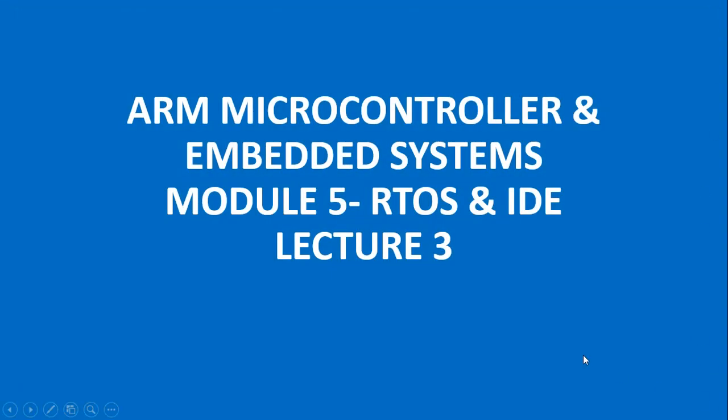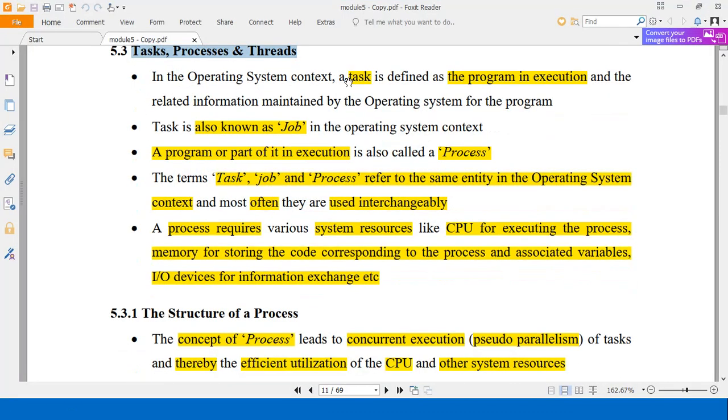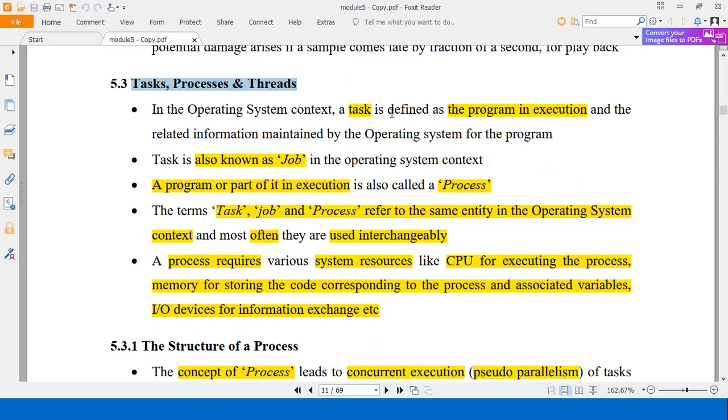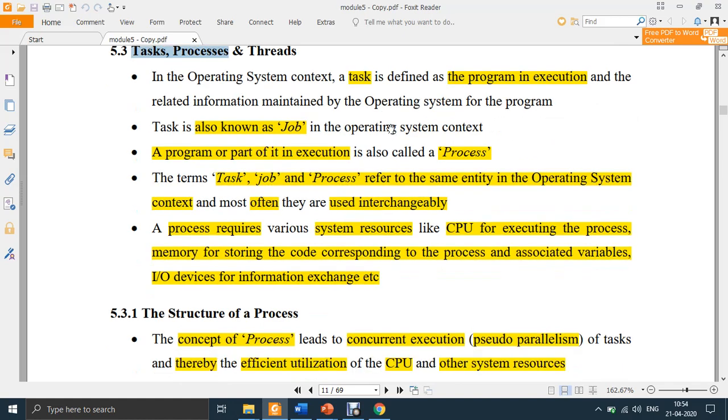We shall go back to discussing processes, threads and tasks. In an operating system, a task is nothing but a program in execution. Process and task are used interchangeably. Remember, task and process both mean the same, along with the related information maintained by the operating system for the program. Within our operating system, a task and a process are the same. A task is also known as a job.